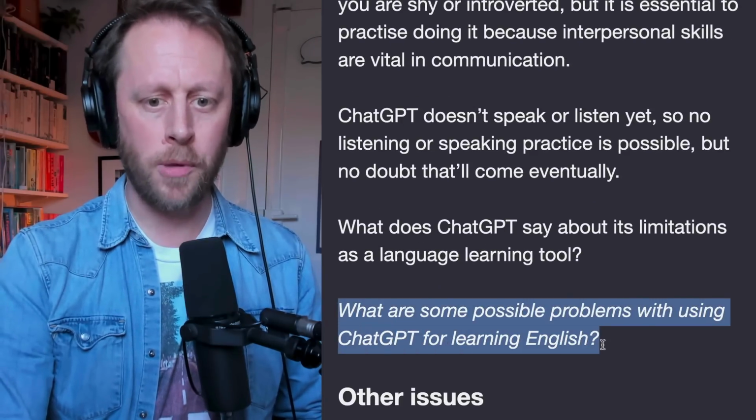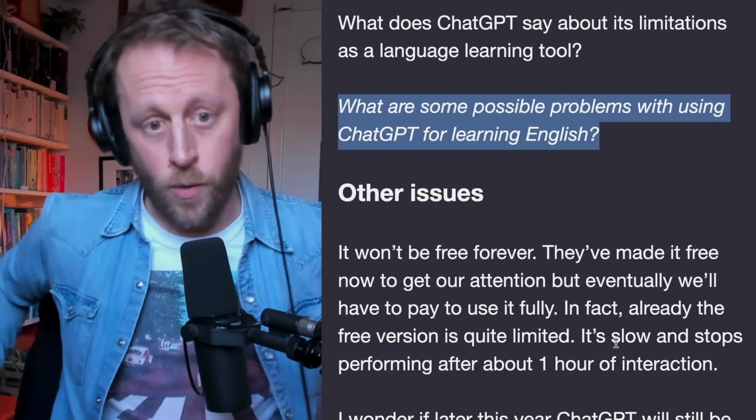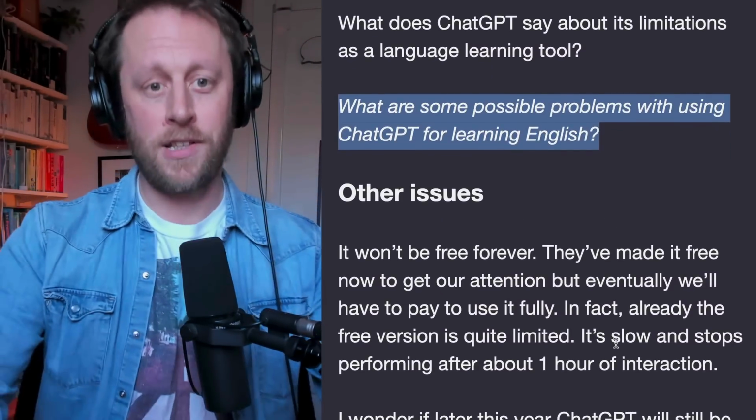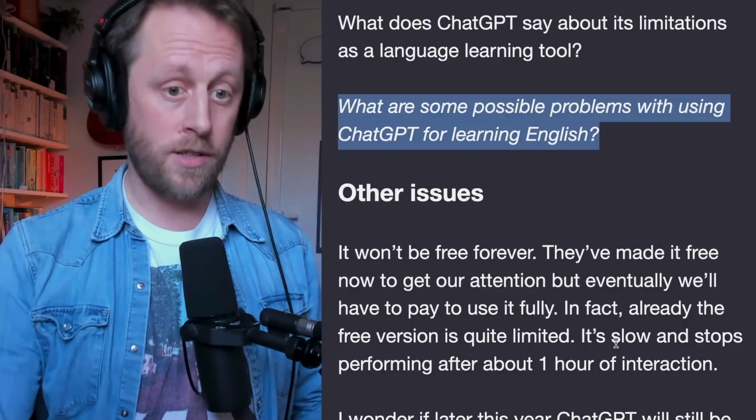So, what does ChatGPT say about its limitations as a language learning tool? What are some possible problems with using ChatGPT for learning English? Well, it's not going to answer that question because it's kind of blocked me because I used it too much. But that's a question that we could ask it.